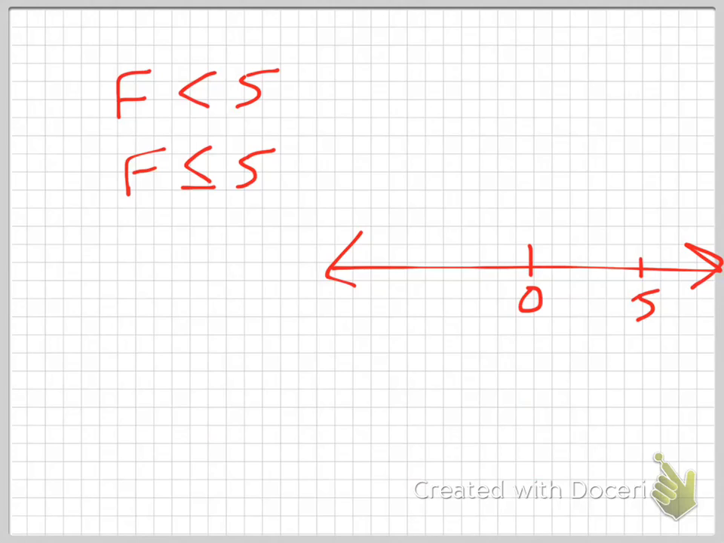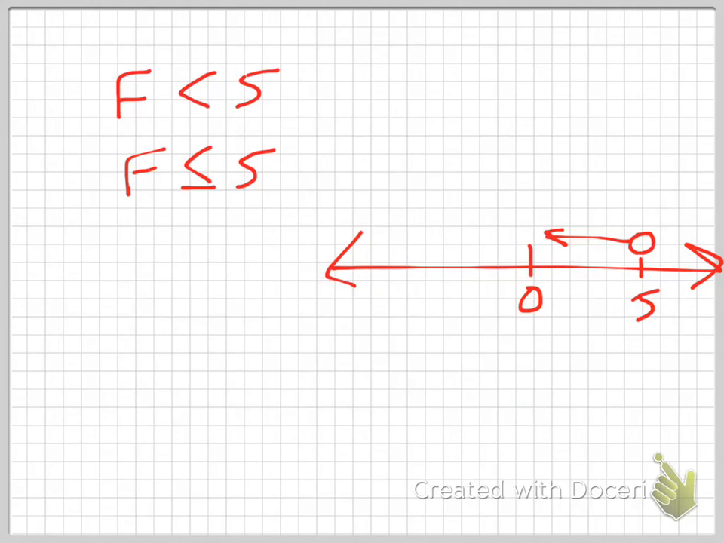That's why when it is just less than, you leave an open circle above the 5. Open circle, and go this way. That tells you that it is everything except 5, right? It's everything up to 5, but it doesn't include 5.